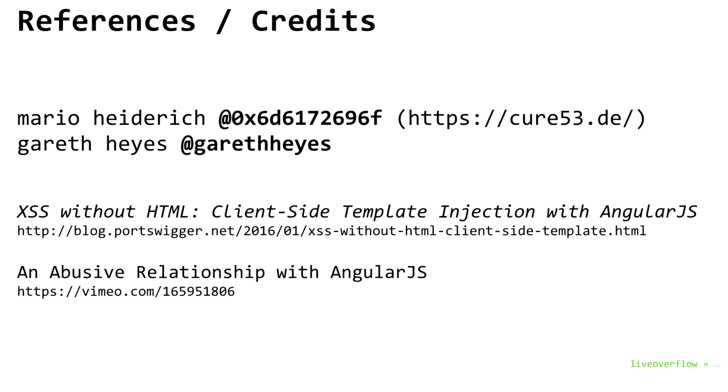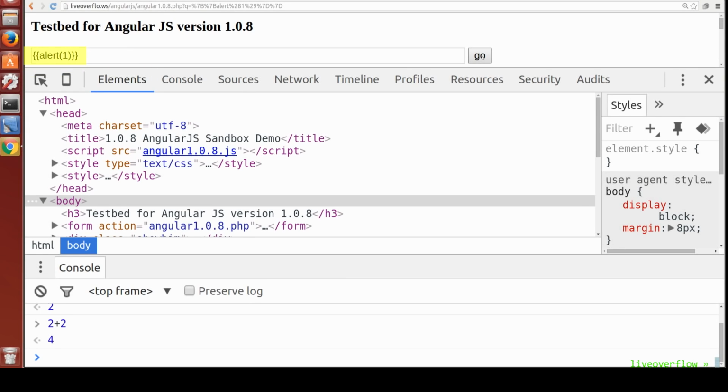The research I'm showing off here was not done by me. I built upon the research done by other people, most notably Mario and Gareth. I have not found an AngularJS Sandbox bypass myself, but I understand them now, so I want to pass on this knowledge. Now let's execute the expression with the alert by submitting this form.